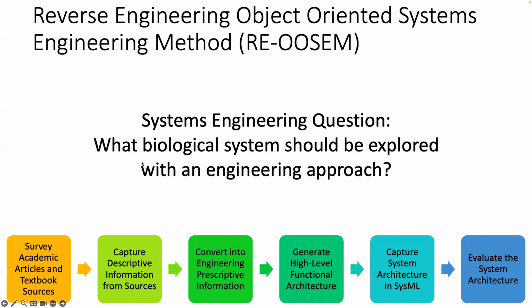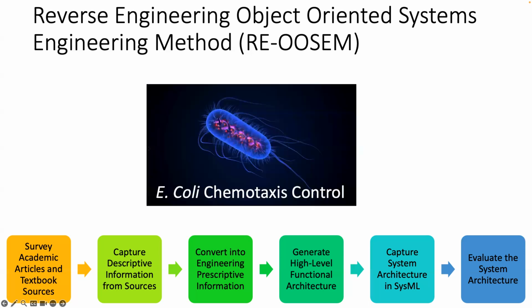For this particular example, what we're going to be focusing on is, first of all, this is a flexible approach, but specifically what we're going to be doing is looking at the chemotaxis control in bacteria, and we'll be looking at a specific type of bacteria, E. coli. And so that's where that context is for thinking about chemotaxis.